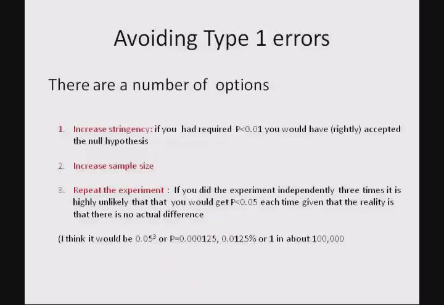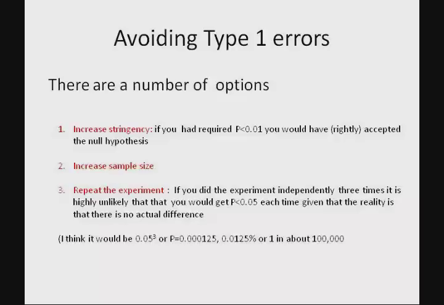So how do you avoid these type 1 errors or these false positives? Well, you have a number of options. You could increase the stringency. If you had set the required value to p as 0.01 or 1%, you would have rightly accepted the null hypothesis. You could increase the sample size, obviously, but that might be impractical, or you could repeat the experiment.